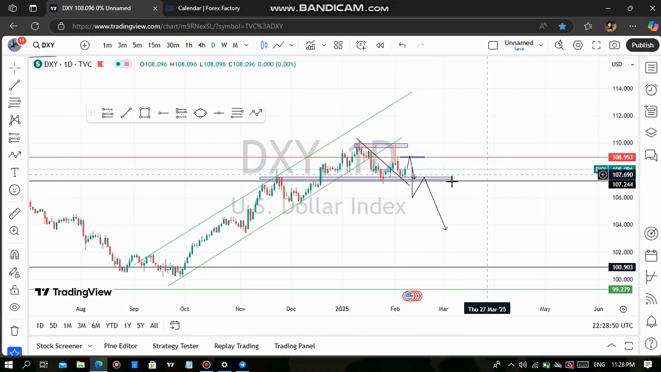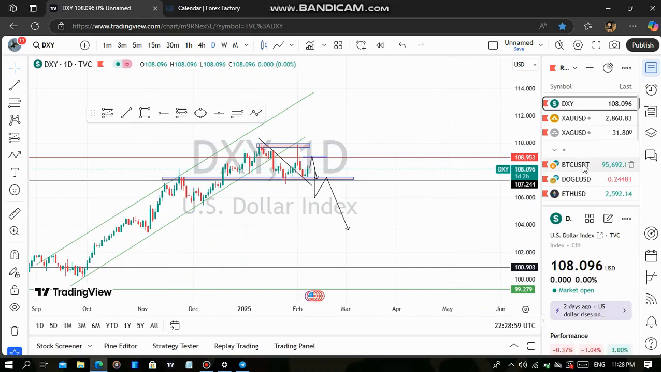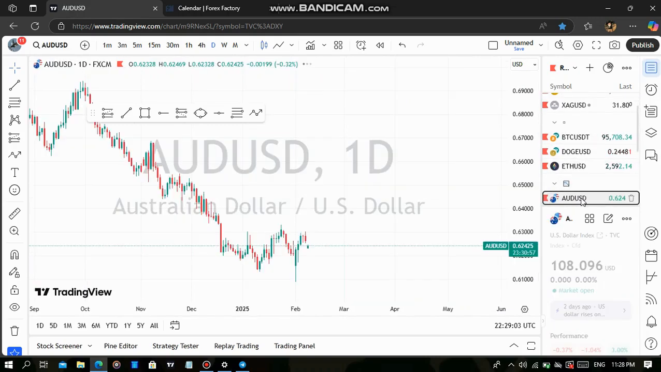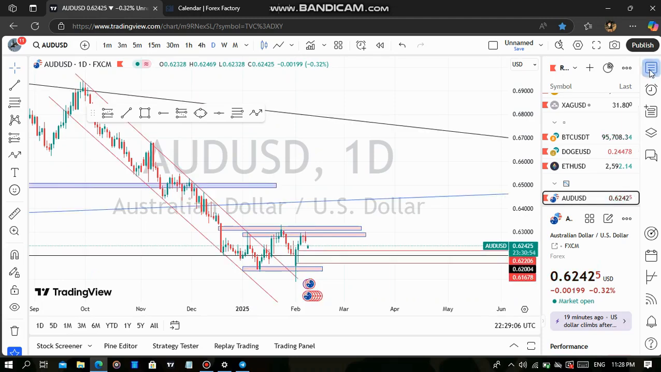So after analyzing this DXY, now let me briefly analyze the other USD pairs. I would like to start with AUD USD. What do we have on AUD USD? It's very clear too.